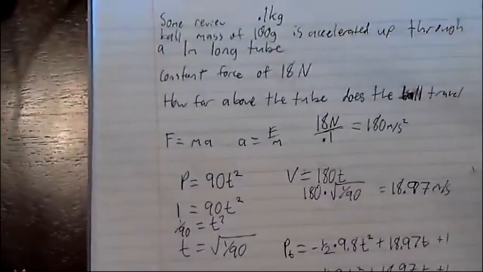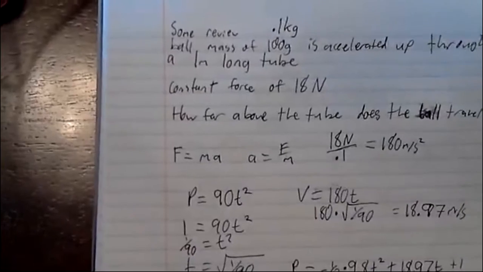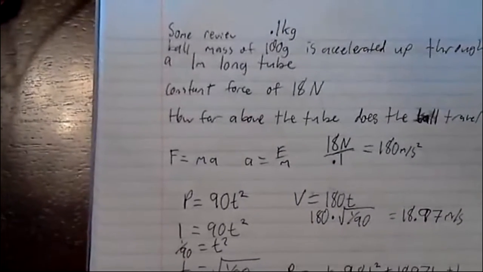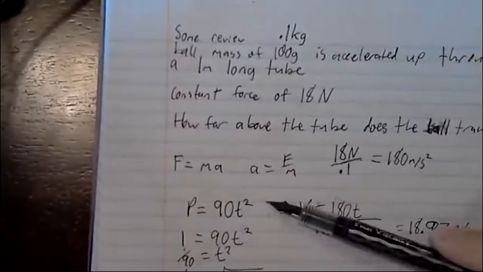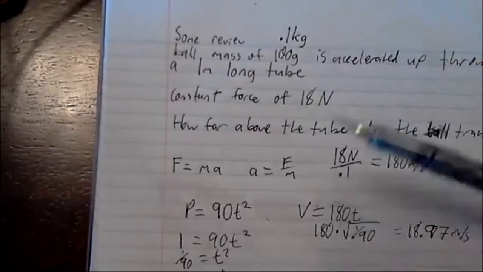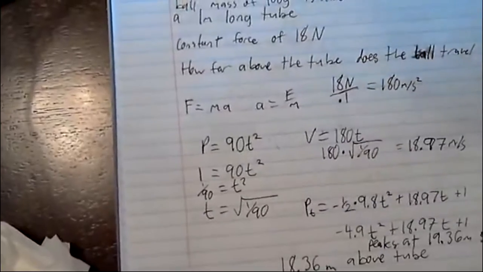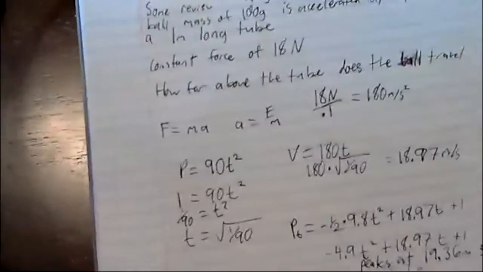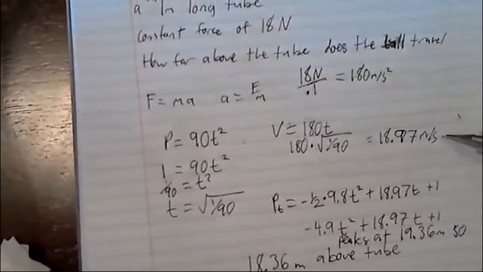Then from there, you get that the position equation for when the ball's in the tube is 90t squared, because your initial velocity is 0 and your initial position is 0, if that's how you set up your coordinate plane. Then the time that it's in the tube accelerating is the square root of 1 divided by 90. I plug that into the velocity equation, and I got that its speed coming out of the tube is 18.97 meters per second.